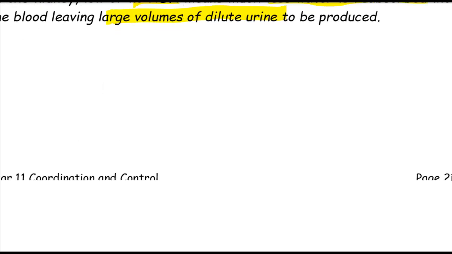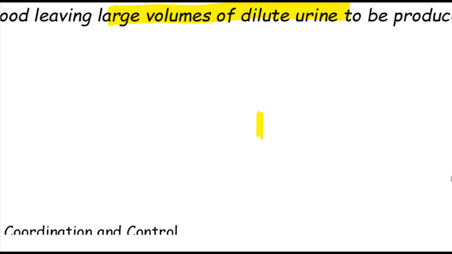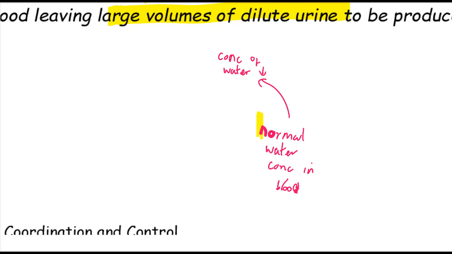Now, of course, you could look at that the opposite way. So let's say, for example, we have normal water concentration in the blood, and then the concentration of water decreases. Now, how that could happen is we exercise, or we just sweat a lot. Maybe you're a very sweaty person, so your concentration of the water in the blood decreases. Your brain detects that change.